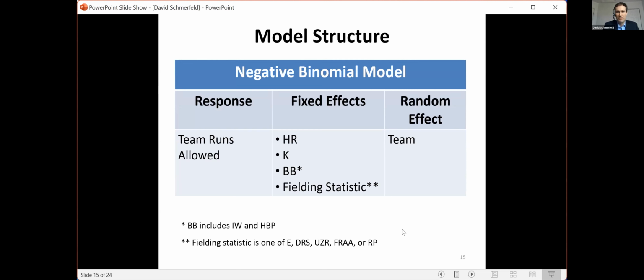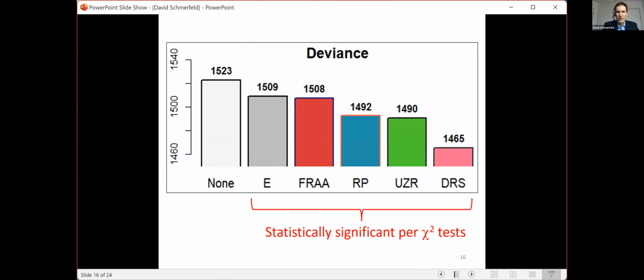Right, so how did the models perform? Okay, first we can look at deviance. The model with the lowest deviance is going to do best. There's clear separation here between the DRS model and the others. So the DRS model has the best fit. UZR and runs prevented are in the second tier. And then errors and FRAA perform similarly. They're in the third tier.